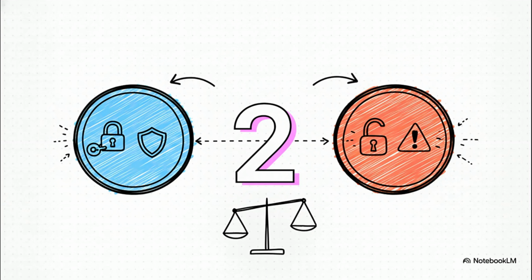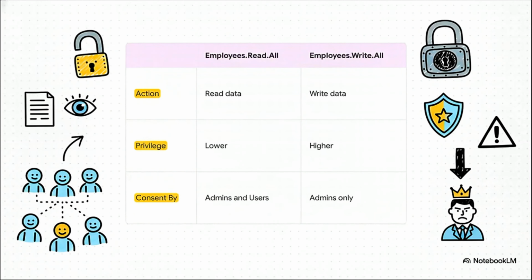All right, now let's put two of these scopes side by side. Because when you see them together, it really highlights a critical difference in how permissions are handled, especially when there's risk involved. So on the left, we've got our old friend, Employees.Read.All. It's just reading data, which is a lower privileged action. So a normal user can look at that and say, yeah, okay, that's fine.